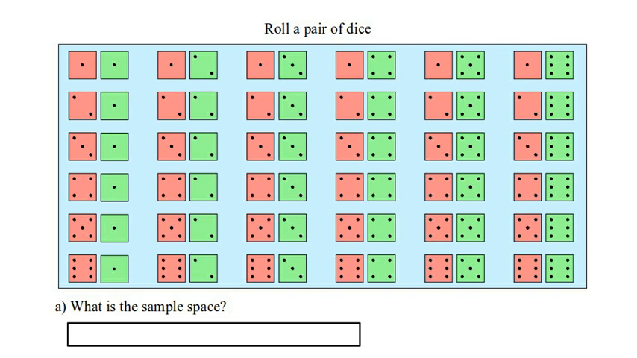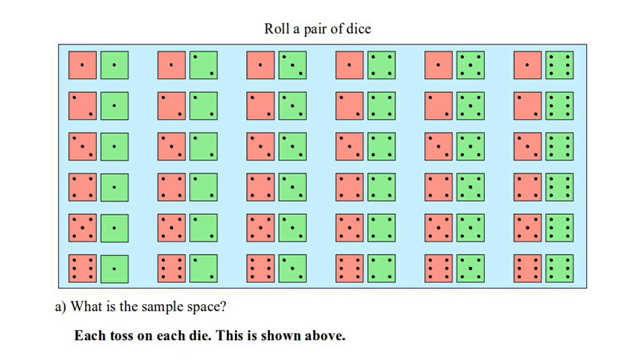So first off, what is the sample space? Well, that is the sample space. The sample space is all 36 of those possible outcomes. Notice that there's nothing special about 36. There's 6 choices for the first die and 6 choices for the second. 6 times 6 is 36. So each toss on each die, and that's shown above.